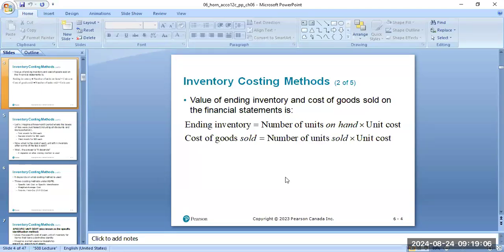The value of the ending inventory and the value of the cost of goods sold can be calculated in different ways. However, we are always going to have two things: number of units and cost per unit. For the ending inventory, we have the number of units left in our inventory times the cost per unit. It gives us the total cost of the ending balance of the inventory. Cost of goods sold is the same: the number of units that we sold times the cost per unit that we assigned to those units.